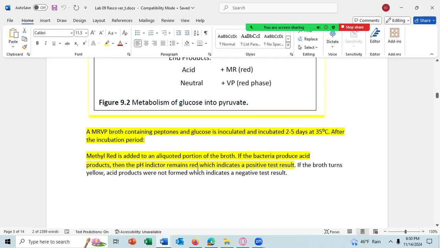Methyl red is added to one portion of the broth. If the bacteria produce acid, then the pH indicator will remain red, meaning the methyl red is the pH indicator. It will remain red, which is a positive result. If the broth changes to yellow, then it's a negative result.